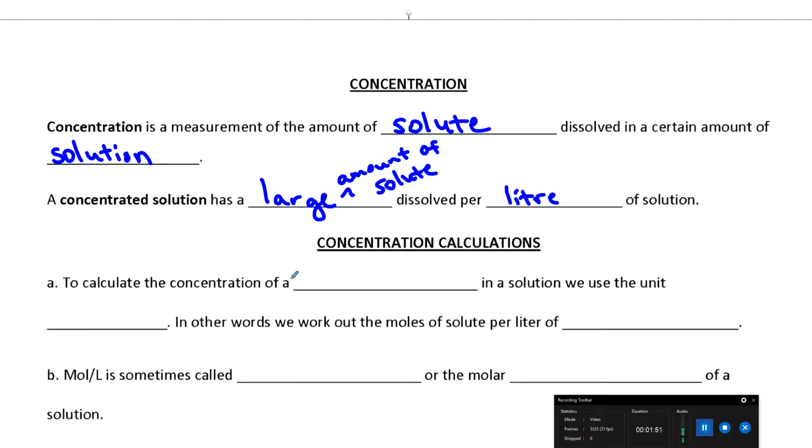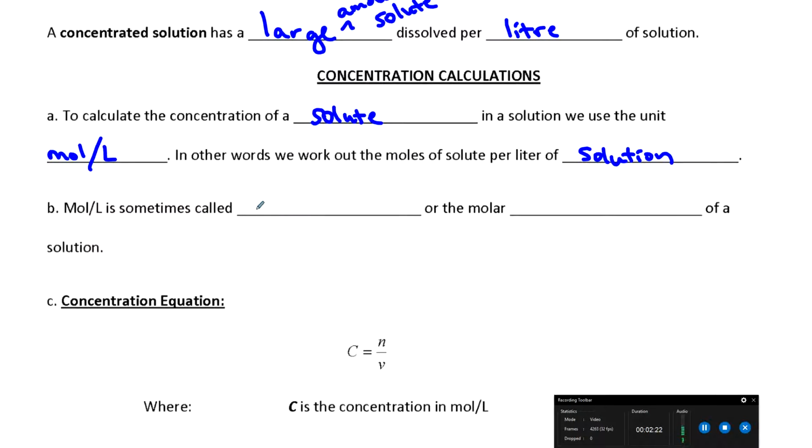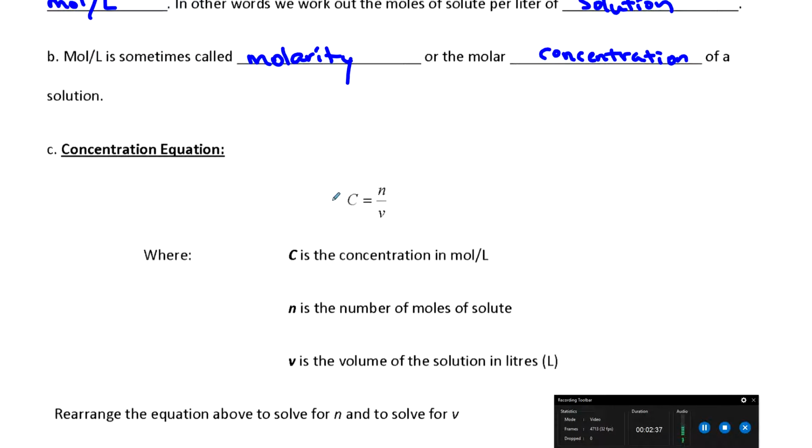To calculate the concentration of a solute in a solution, we use the unit moles per liter. So our very favorite unit, the mole, comes back to join us again. In other words, we work out the moles of solute per liter of solution. Moles per liter is sometimes called molarity or the molar concentration of a solution. We're going to use this formula, and this formula is going to stick with you for the rest of this year and into grade 12. We use this formula a lot.